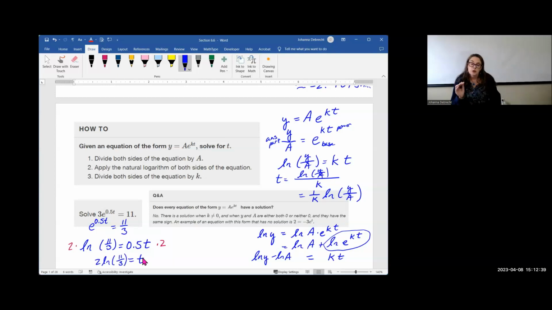I could pull the 2 in as a power on the 11 thirds. It would become 121 over 9. And then I could use my calculator to find that value. So when I do this one, I get 2 times natural log, open parentheses, 11 divided by 3, close parentheses. And I have that t is approximately 2.59856, and so on.